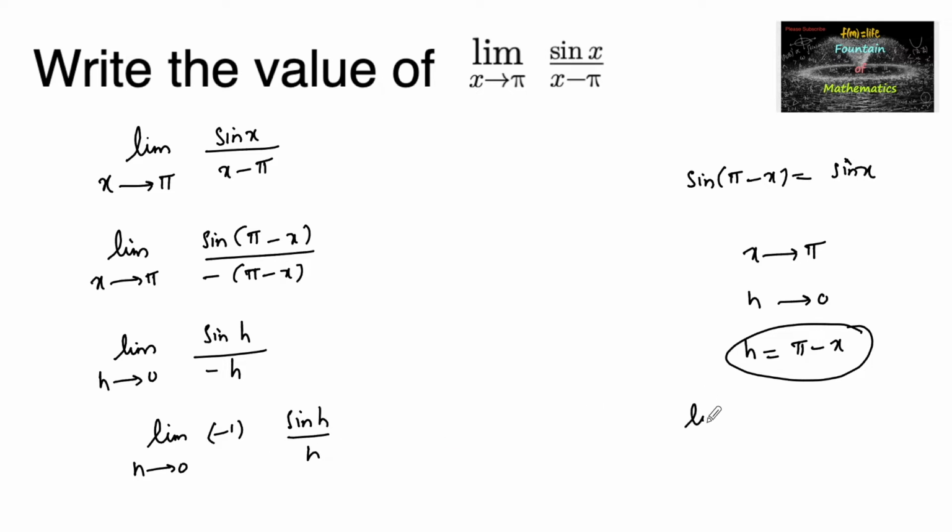And since we know that limit theta tends to 0, sin theta upon theta is equal to 1, we can give the answer minus 1 into limit h tends to 0 sin h upon h, which is 1. So minus 1 is the answer. So limit x tends to pi sin x upon x minus pi value is minus 1.